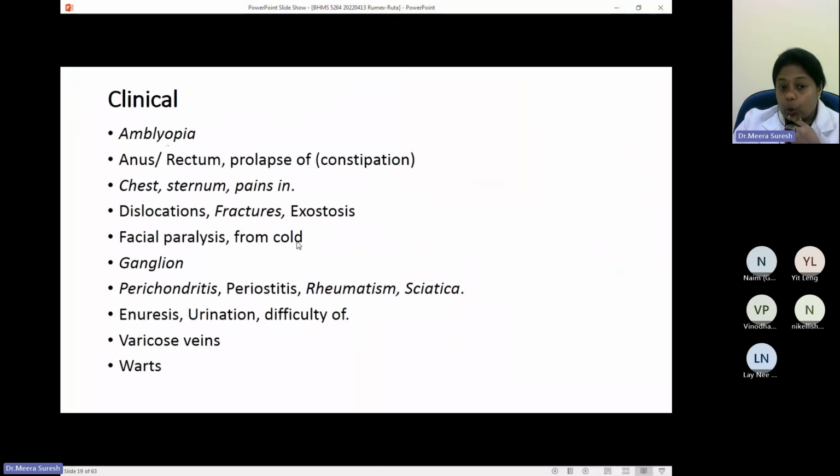Facial paralysis from cold. In other words, Bell's palsy. This facial nerve paralysis, we can think of it if it is from cold. Then the ganglion, perichondritis, periostitis, so surrounding the cartilage or surrounding the bone area. Then also rheumatism and sciatica. And it also can be given for enuresis or urinary incontinence, varicose vein, and warts.